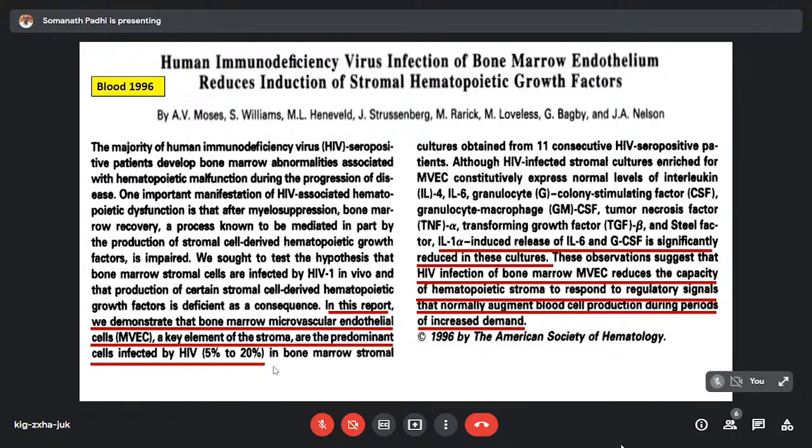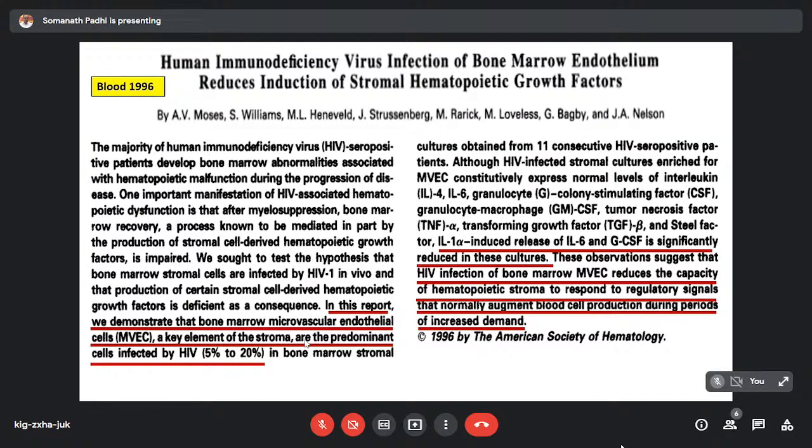However, subsequently in 1996, Moses and colleagues showed that human immunodeficiency virus infection of bone marrow endothelium reduces induction of stromal hematopoietic growth factors. It was a cell culture based study. These authors demonstrated that the bone marrow microvascular endothelial compartment, that is MVEC, is a key component of the stromal microenvironment, and is predominantly infected by HIV. So they also validated the previous electron microscopic evidence by Wickramasinghe and group, that these microvascular endothelial cells in the stromal microenvironment are key targets of HIV infection, and up to 20% of these endothelial cells were infected.